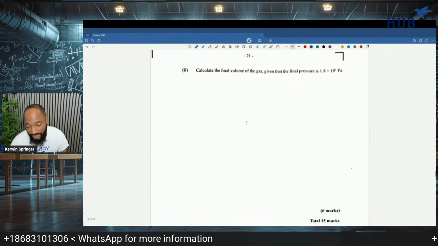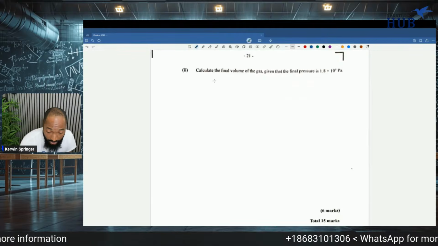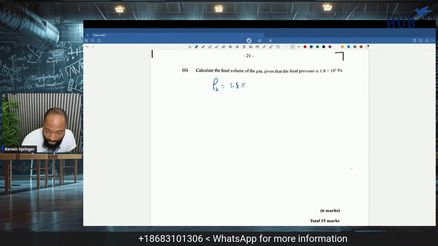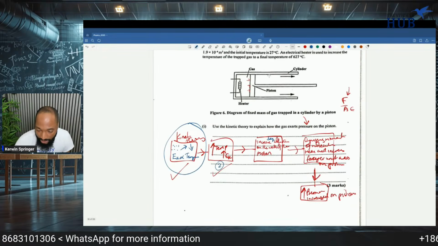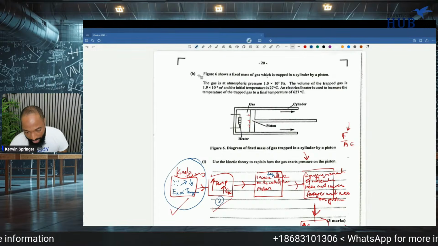Calculate the final volume of the gas, given that the final pressure, pressure part 2, is 1.8 times 10 to the power 5 pascals. Pascals is the proper unit, so we're good. Was any other thing given? We have some other stuff here. Let me go and glean it.